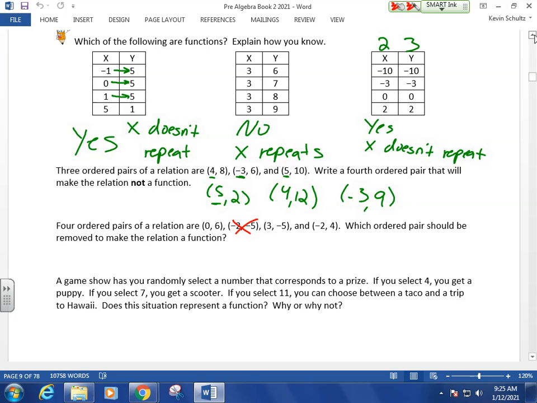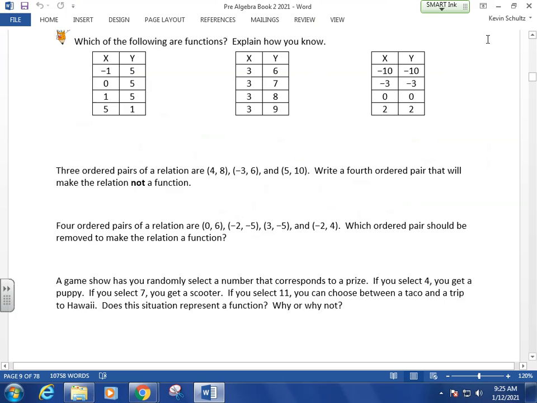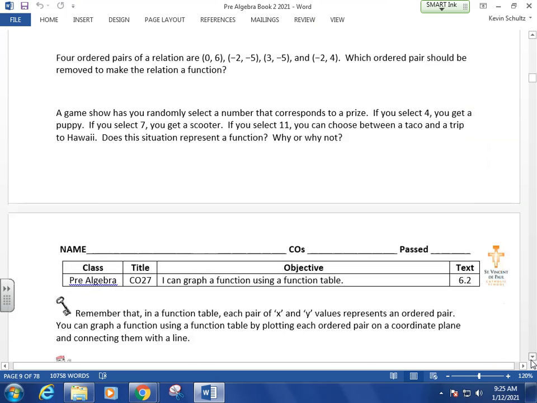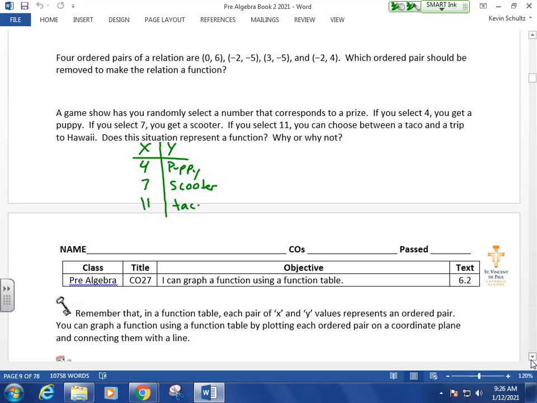If we were to kind of draw this out as a function table, that can be helpful here. So I'm going to give myself a little more space. Okay. If we were to draw this out as a function table, we'll call the number that you pick x and the corresponding prize y. If you select 4, you get a puppy. If you select 7, you get a scooter. And if you select 11, you can either get a taco, or for number 11, you can get a trip.